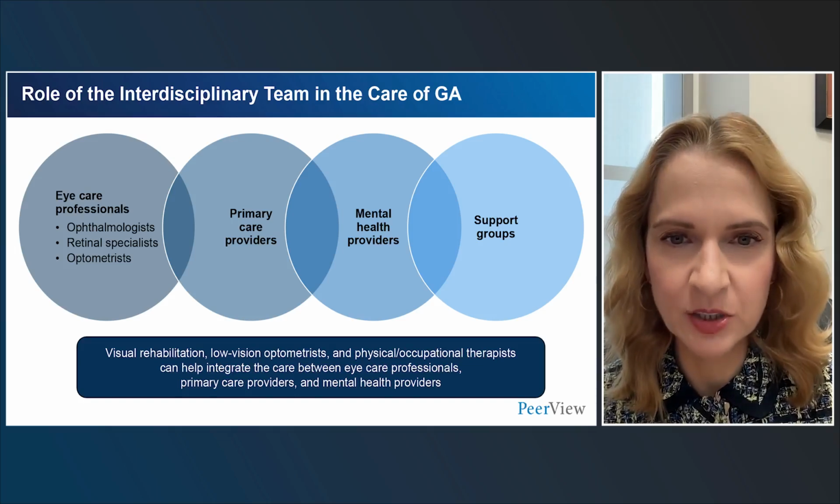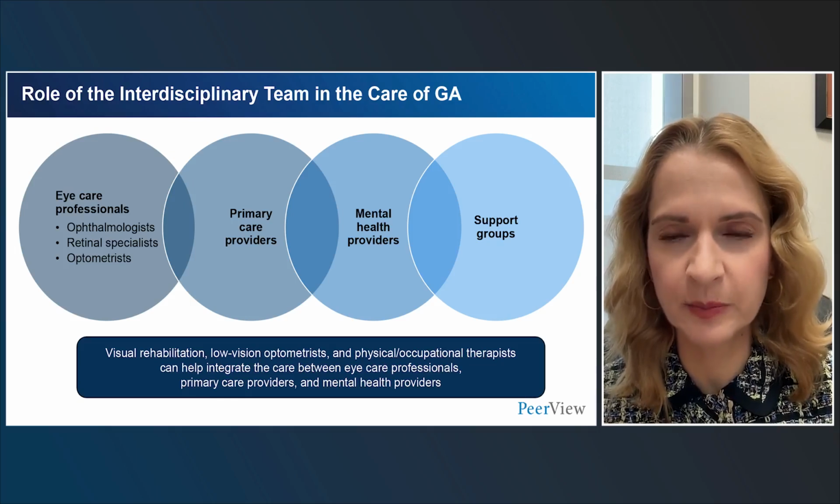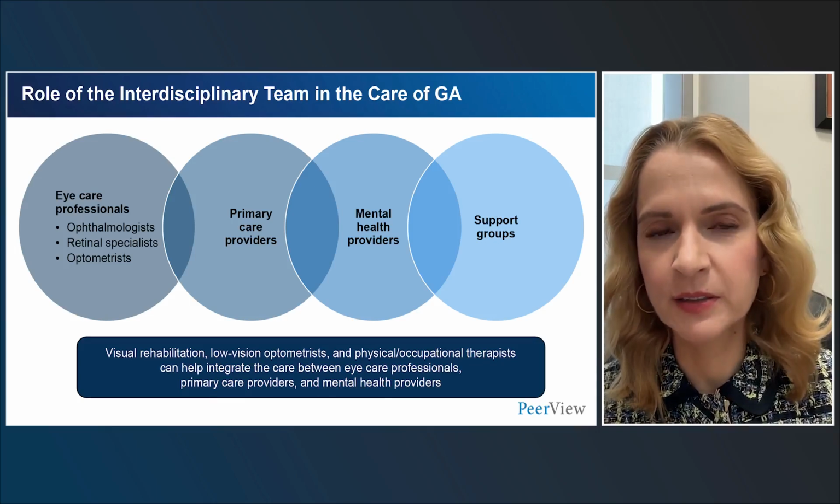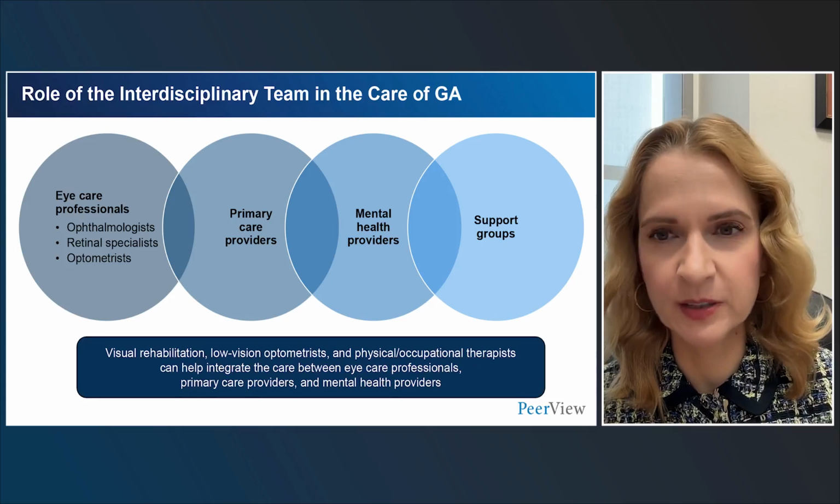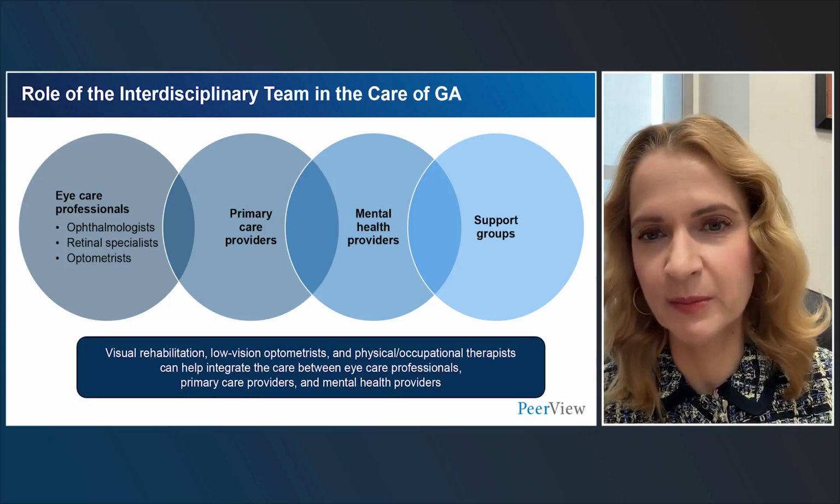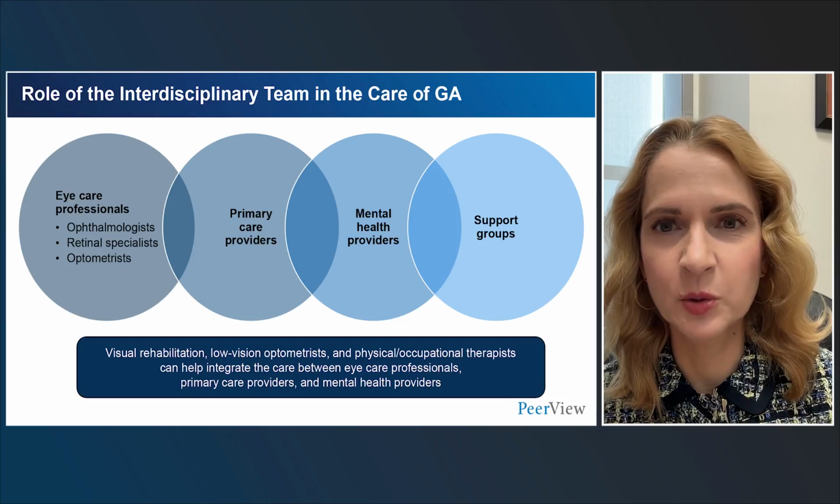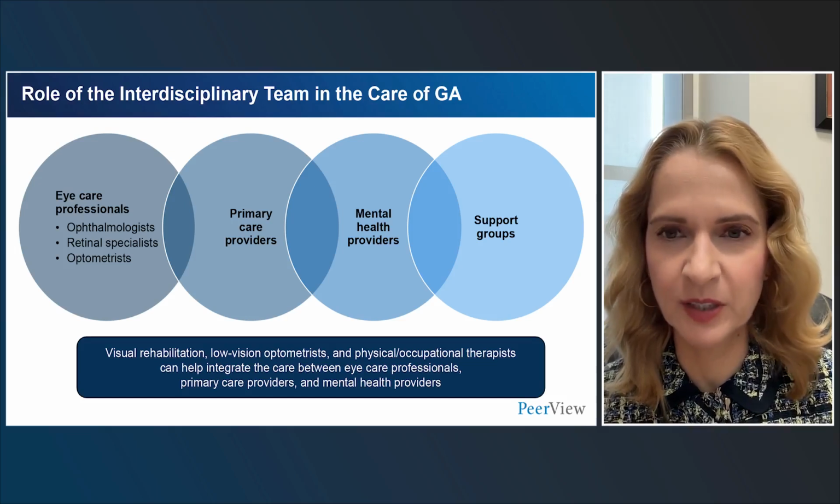Vision rehabilitation techniques from low vision optometrists and physical occupational therapists are exceedingly important and can help integrate the care between eye care professionals, especially retinal specialists, all the way to primary care and mental health providers. There should be integration between this interdisciplinary team that would ensure that our patients with GA are well taken care of and have the best possible outcomes.